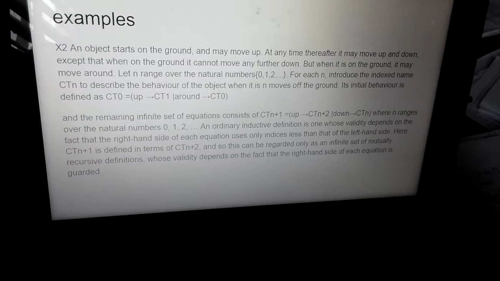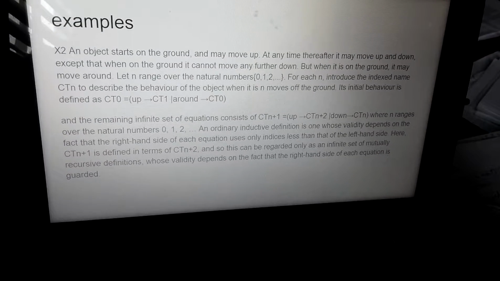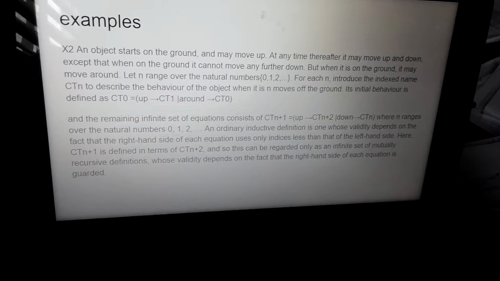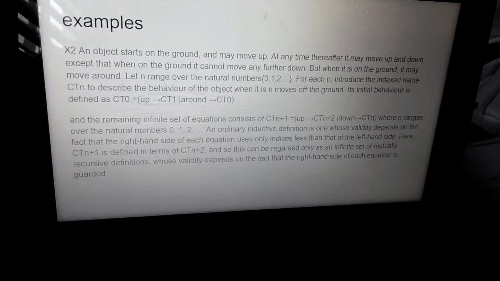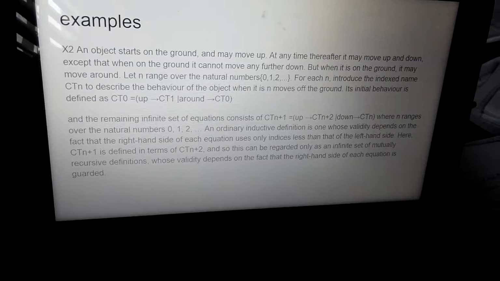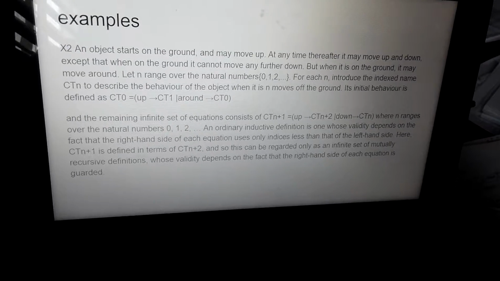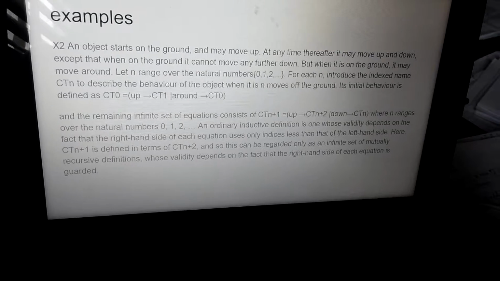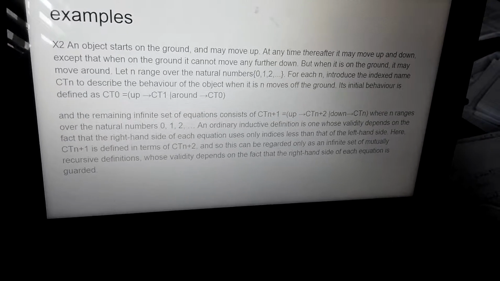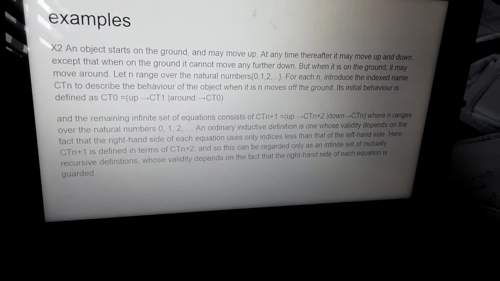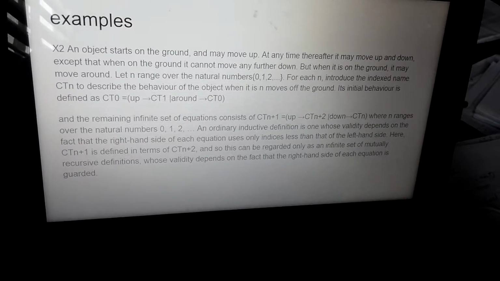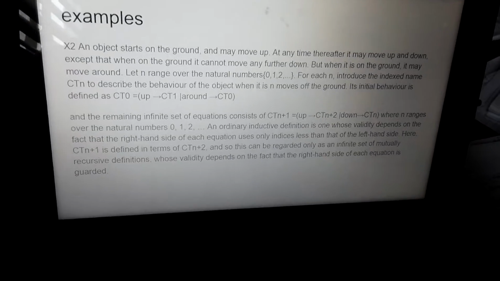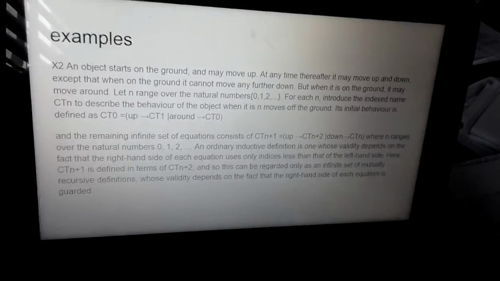An ordinary inductive definition is one whose validity depends on the fact that the right-hand side of each equation uses only indices less than that of the left-hand side. Here CT_(n+1) is defined in terms of CT_(n+2), and so this can be regarded only as an infinite set of mutually recursive definitions, whose validity depends on the fact that the right-hand side of each equation is guarded.